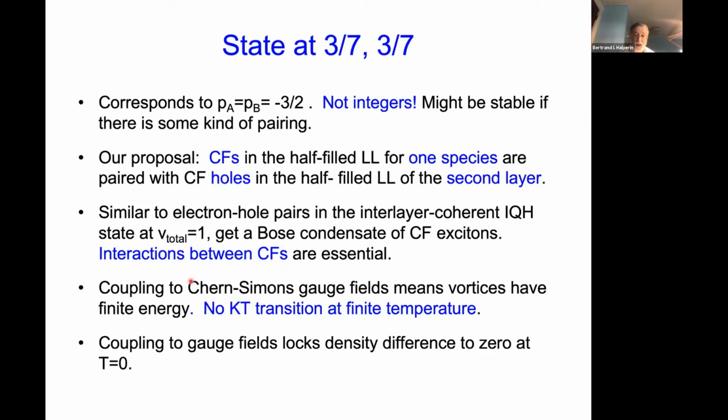And in this case, it differs. We have this condensate of composite fermions, but the composite fermions are coupled to Chern-Simons gauge fields. And that means you can't vary the density continuously. The gauge field locks the density difference to be 0 from the ideal density difference at t equals 0. And similarly, the coupling to Chern-Simons gauge fields means vortices don't have logarithmically diverging energies anymore. They have finite energies, so there's no sharp Kosterlitz-Thouless transition at finite temperature anymore. One would just predict some exponential activation energy.